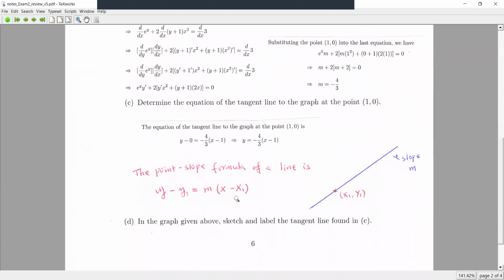This is the point slope formula of a line. By this formula, y minus y1, now y1 is 0, is equal to the slope. Slope is negative 4/3, times parenthesis x minus x1. x1 is 1, the x coordinate of this point. Now, simplify this equation, then this is the answer to part C.